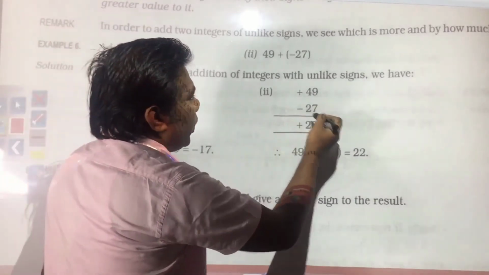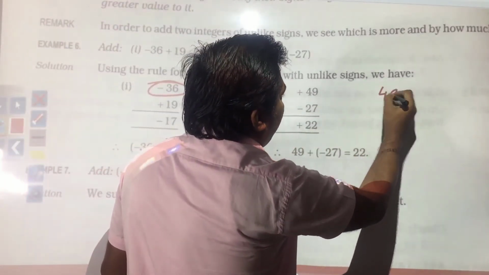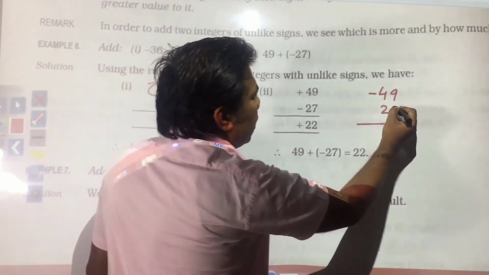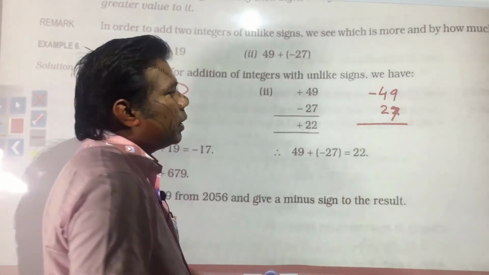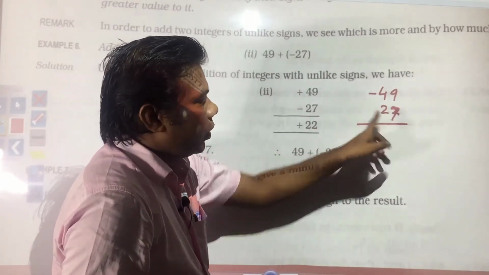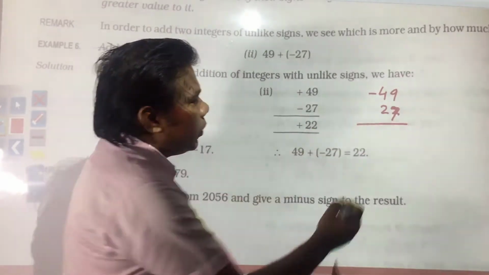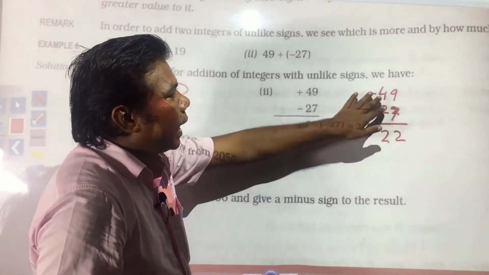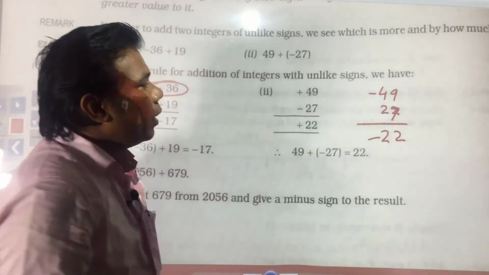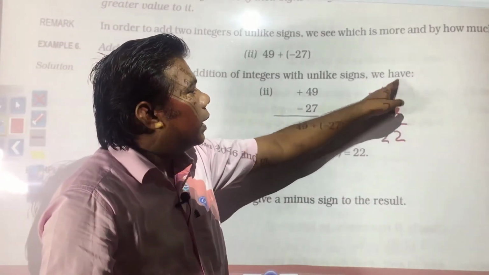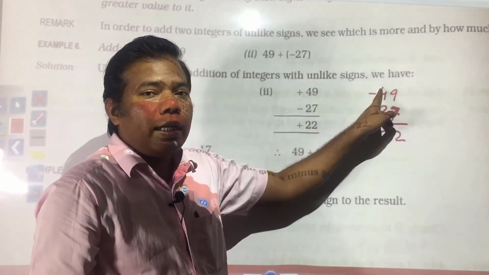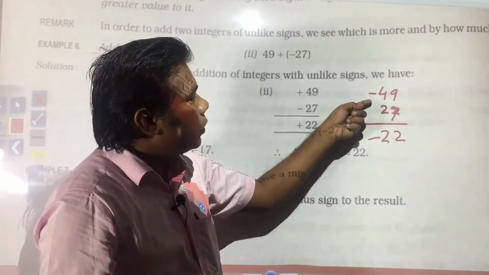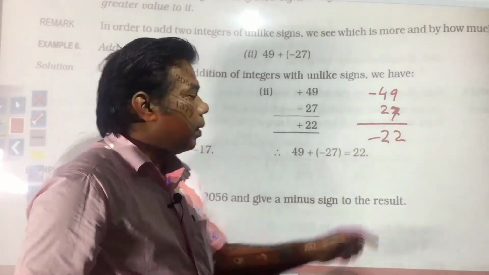If we had the same question, suppose minus 49 and 27, then what answer would we have got? We would have got 22, the same. But what would the sign be? Minus. Why? Because here 49 is the greater value, and 49 is with a negative sign, and that is why you will get a negative answer.